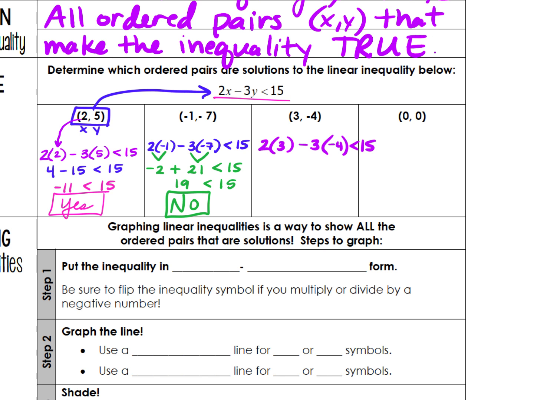Negative 6? 6. Okay, minus a negative. Two negatives here becomes what? Positive. So 6 plus 12 is less than 15. So 18 is less than 15. Is that a yes or a no? That's false. That is a no.